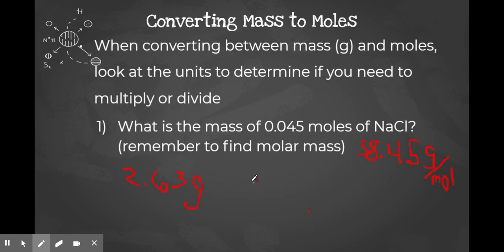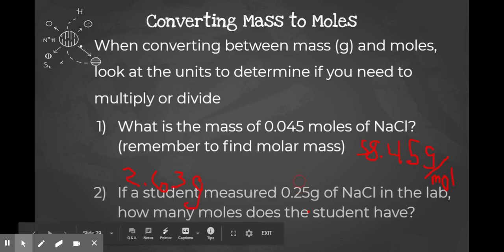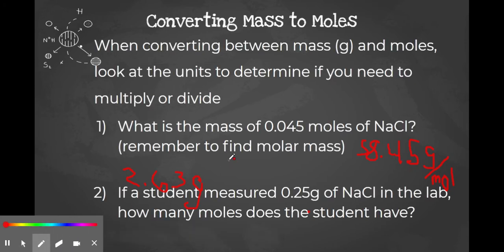All right. Let's try a different example here. I've kind of written on top of this one. Sorry about that. If a student measured 0.25 grams of sodium chloride in the lab, how many moles does the student have? Now this time, because we're going the other direction, we started with grams and we're going to moles, we are going to want to divide. Because last time we multiplied to start with moles and get to grams. This time we're starting with grams and going to moles, so we're going to divide.